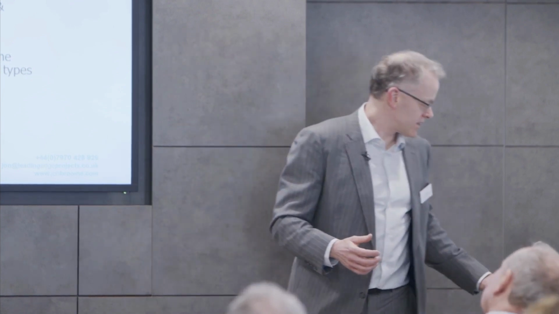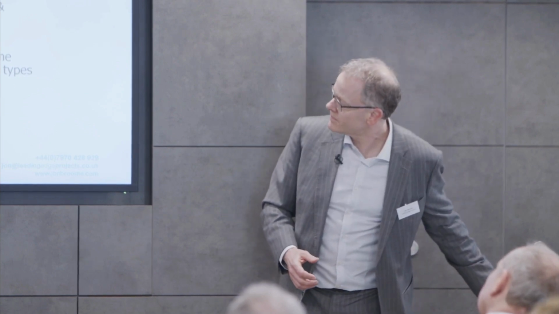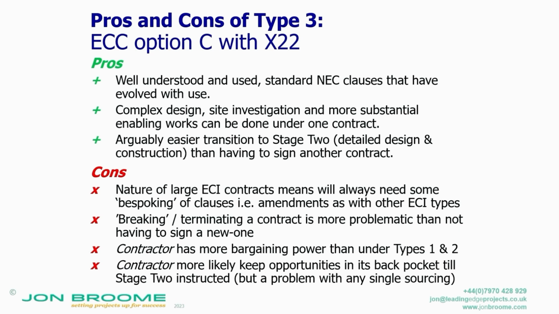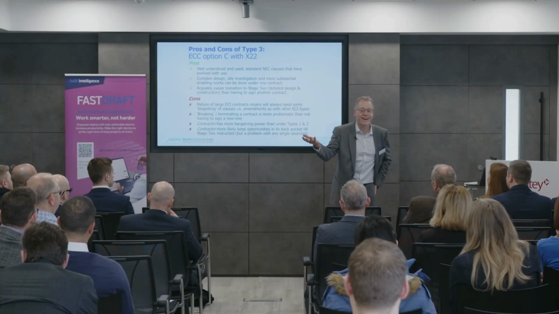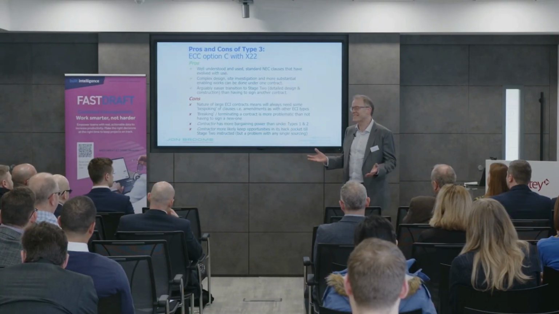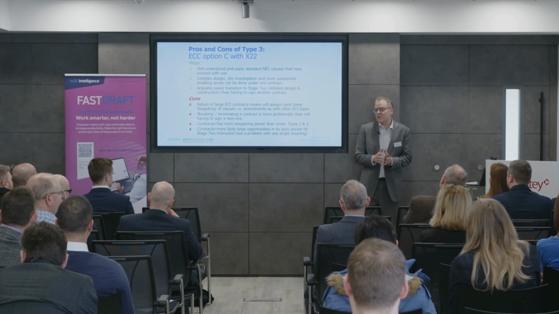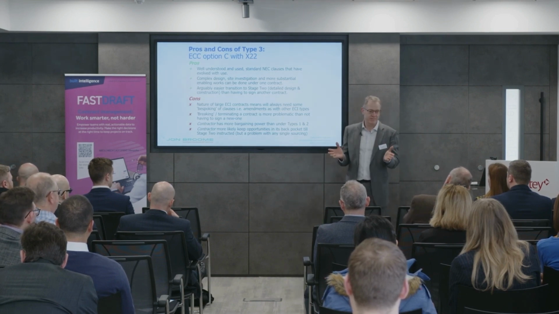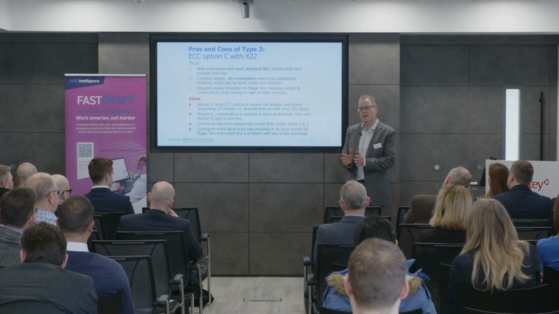So, what are the other cons? Terminating the contract is more problematic. The contractor has more bargaining power than under type 1 and type 2 because they're in contract with you. Who'd have thought contractors sometimes keep opportunities in their back pocket, proceed to stage 2 where they get a share of the gain and suddenly go, oh, I've had a great idea. I know, it's amazing, isn't it? But that was a problem with any single sourcing. And you still have that to some extent with type 1 and type 2.